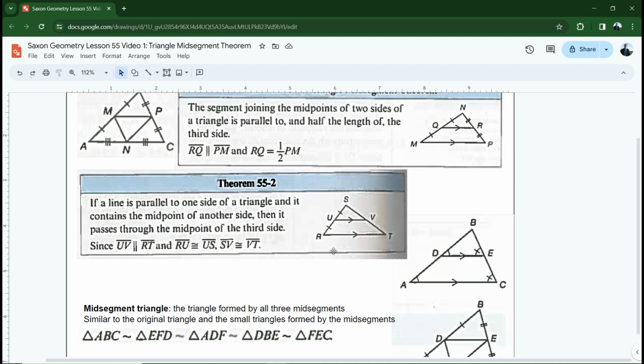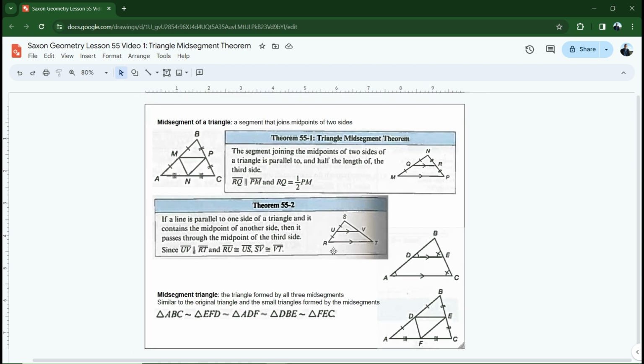All right, those are the relationships we need for this lesson. Next, we're going to work some practice problems for this lesson to be able to actually put this to use to find unknown lengths and angles inside triangles.